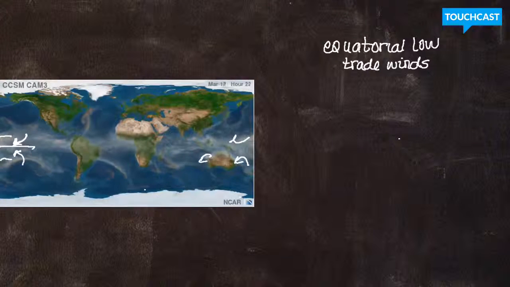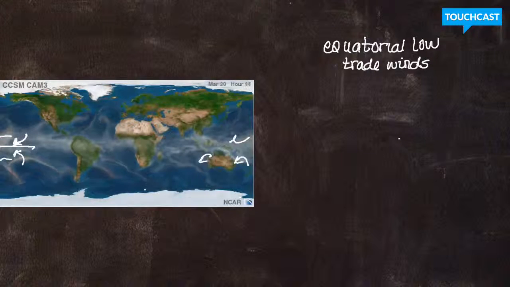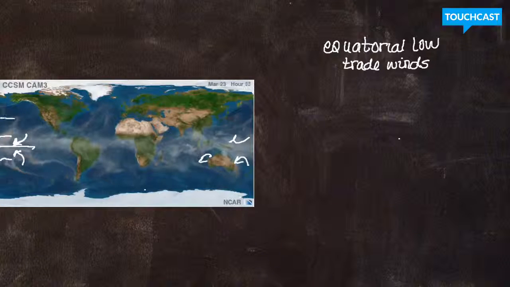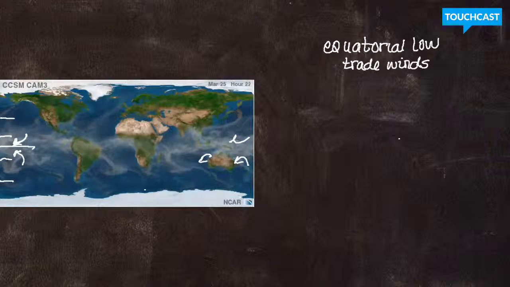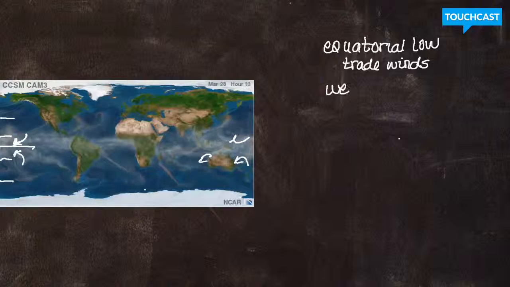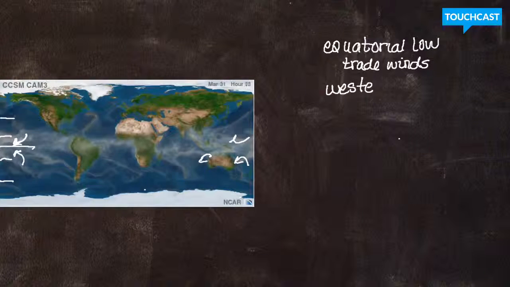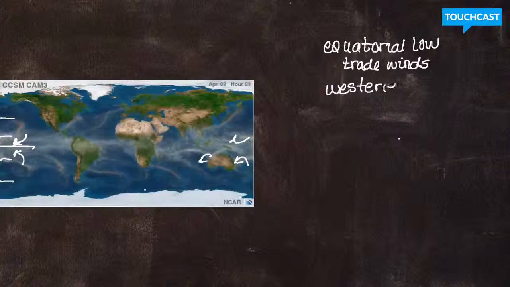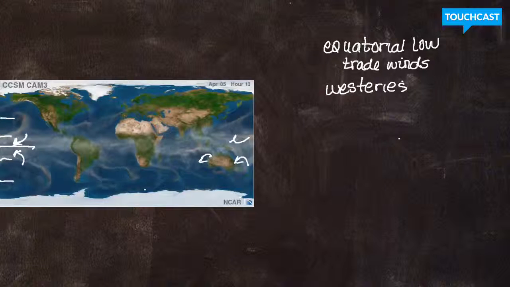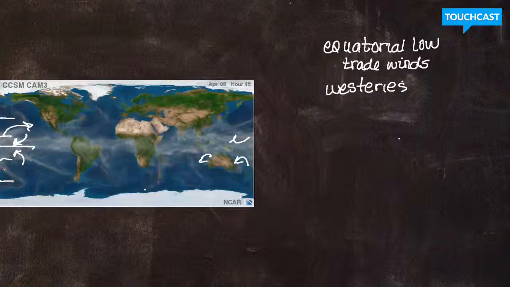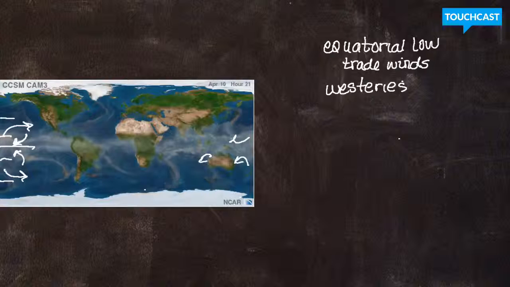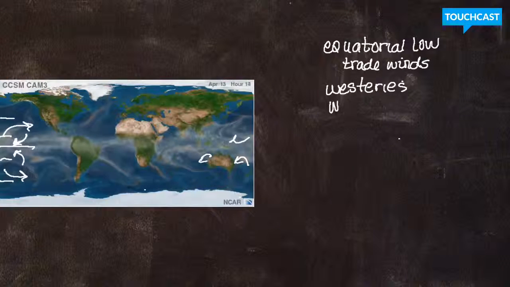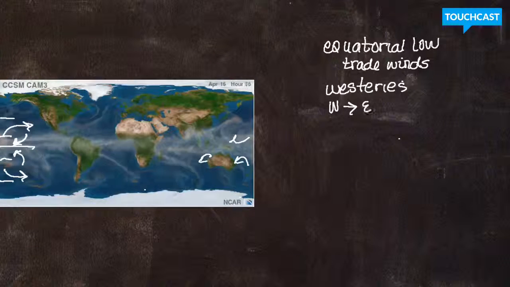And then following that, we have the westerlies, and they're about 60 degrees. And you can see that they're blowing west. That's why they're called the westerlies. So they're going from the west to the east.